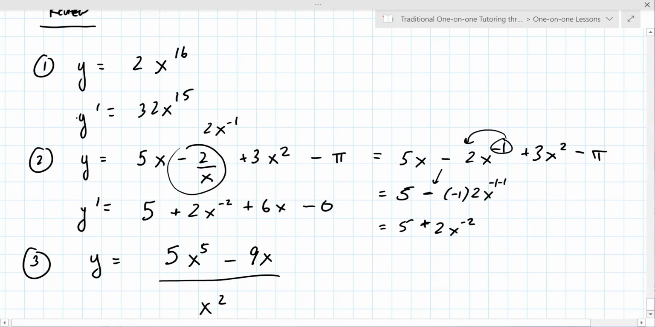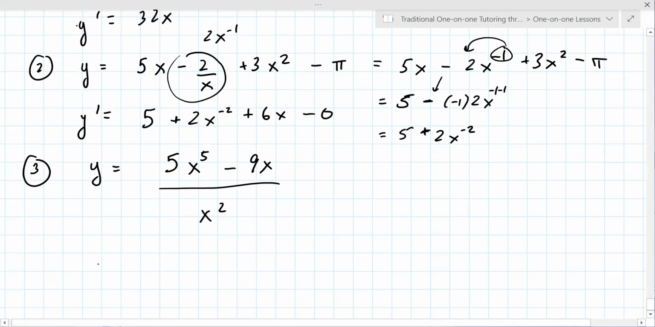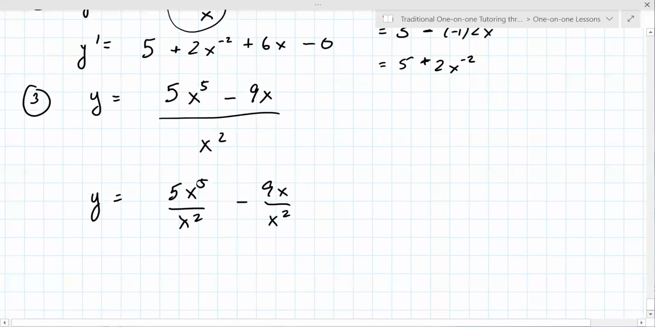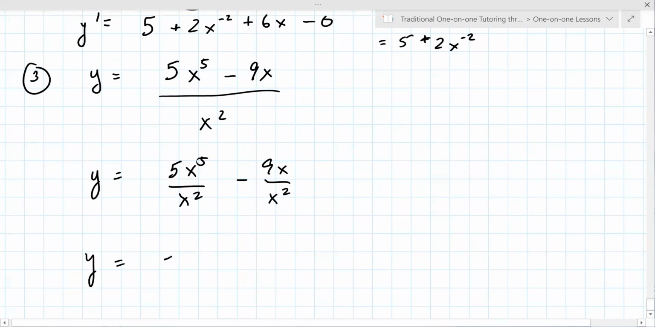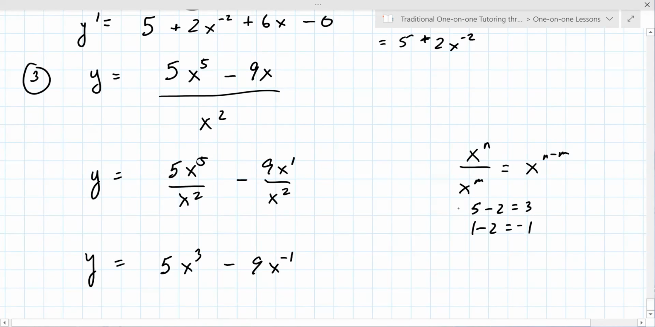All right, let me run through the last one here because we're running out of time. So in the last one, you have to divide both of these by x squared before you take a derivative. So this becomes 5x cubed on the left. And the reason is if you have x to the n over x to the m, this becomes x to the n minus m. On the right, there's a 1 there, so this becomes minus 9x to the minus 1 because 1 minus 2 is negative 1 and 5 minus 2 is 3. That's how we got that number, and that's how we got that number.